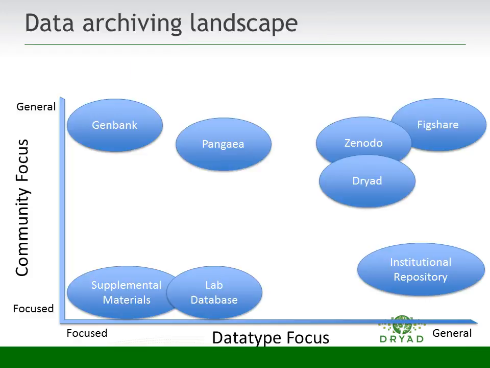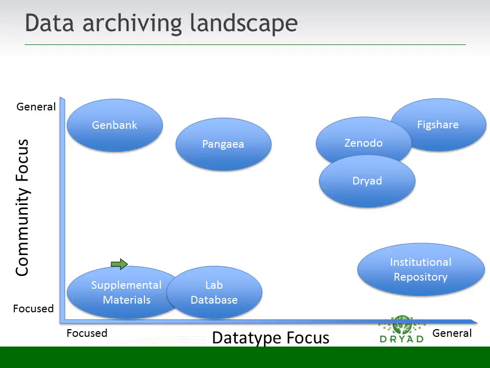All right, so I like to look at the world of repositories and sort of see where Dryad fits in. So I don't have a large number of repositories represented on this graph, but just to give you sort of an overall idea of what the landscape looks like. So on the horizontal axis, we have the amount of focus that a repository has on a particular type of data, and on the vertical axis, the amount of focus that a repository has on a particular group of users.